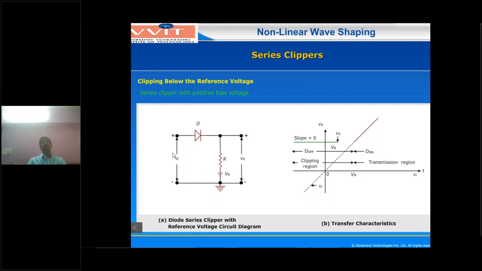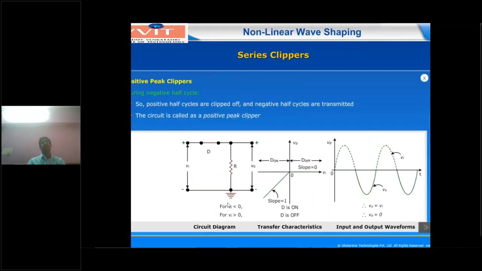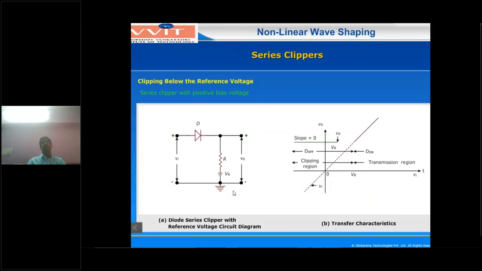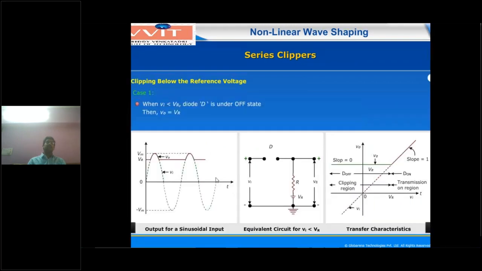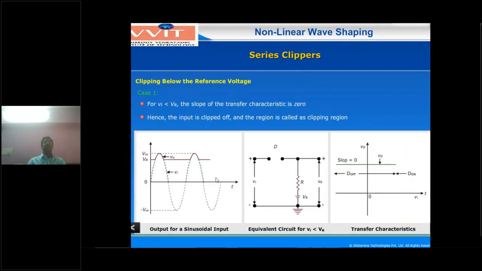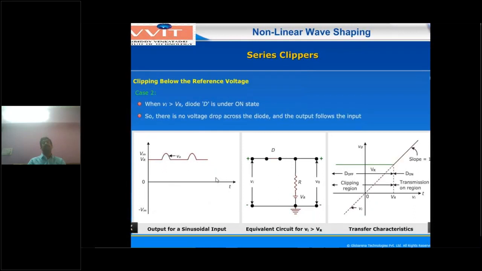Now, what are the conditions that come from this? In the previous case there were two conditions. What were they? The reference voltage was 0 there, so VI less than 0 and VI greater than 0 were considered. But now, the conditions we consider are VI less than VR and VI greater than VR. They are the two conditions.